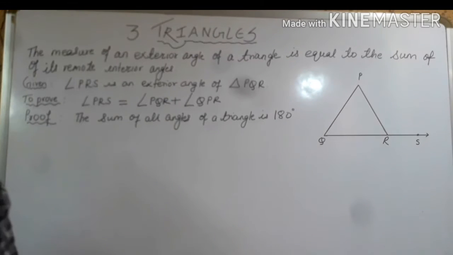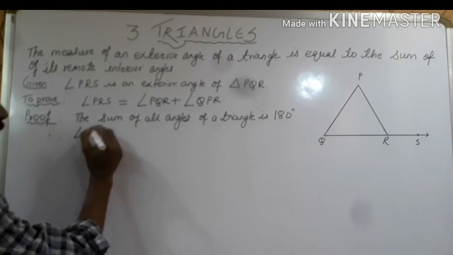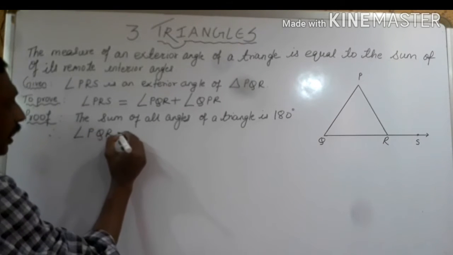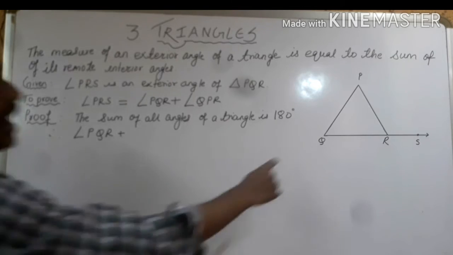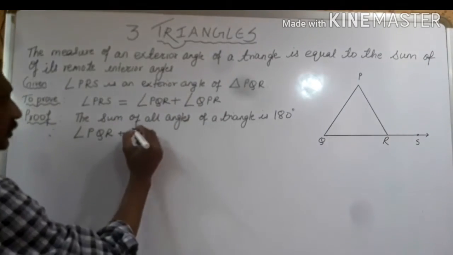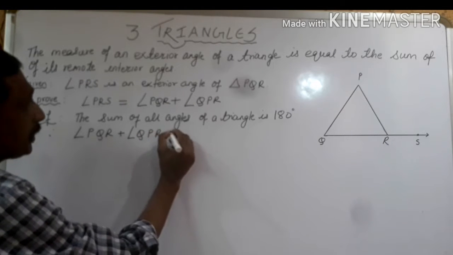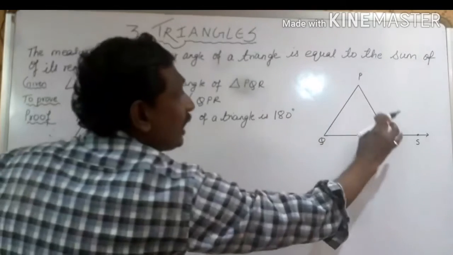Now, what are the angles in this? We have to see the angles in this. Therefore, we have written the sum of that. Let us see. One angle is angle PQR. Plus, what is the other angle? Angle QPR. Plus, which is the third angle? Angle PRQ.